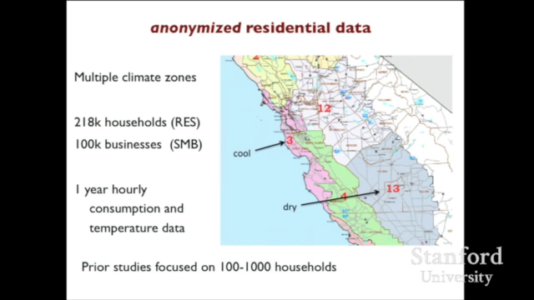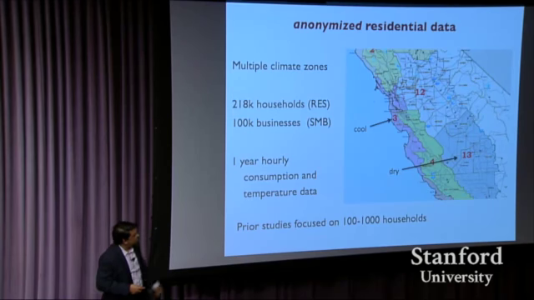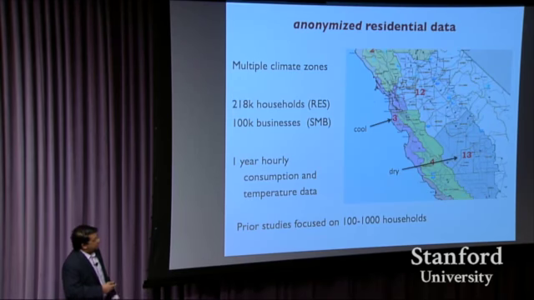And to do that, we went and talked to utility, PG&E, and we obtained this type of data. We got about 218,000 homes. We got a year worth of their smart meter data, and we got about 100,000 small and medium businesses, and again, a year worth of data. One of the things that the data comes with is, for example, what is their climate zone? We also got temperature data, as well as, for example, their zip code.